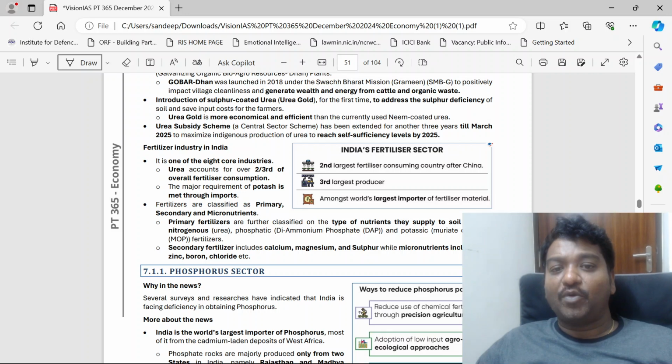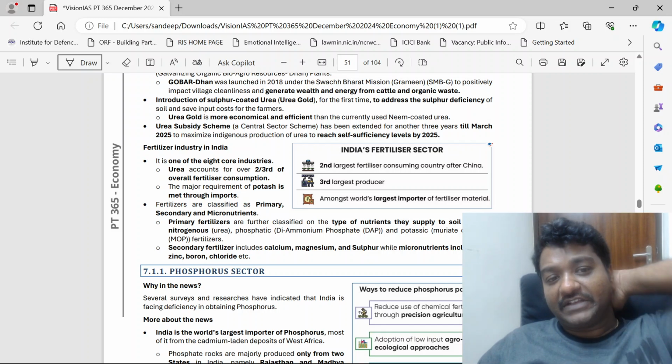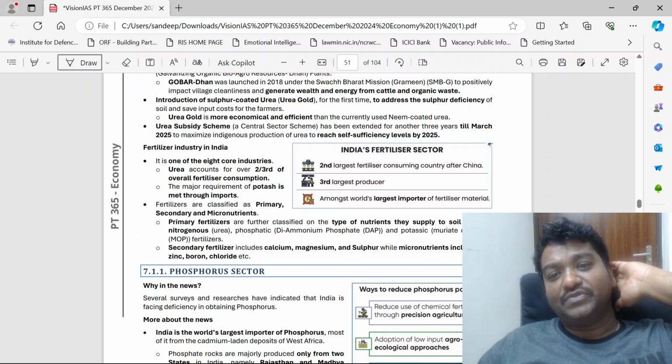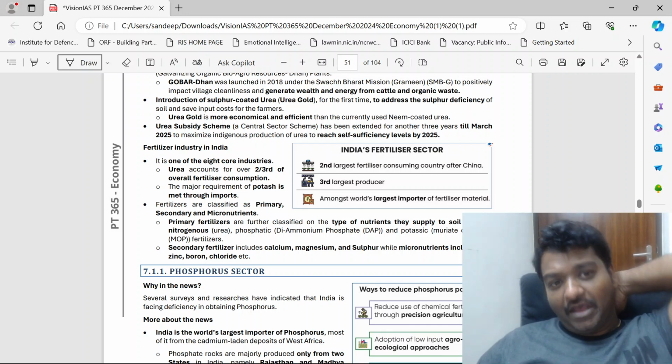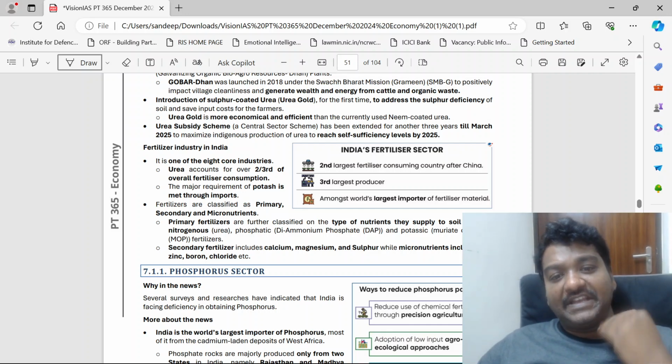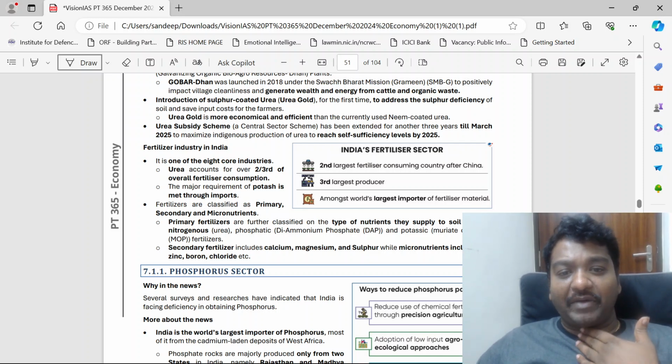Introduction of sulfur coated urea for the first time to address the sulfur deficiency of the soil and save input costs for the farmers. Okay, sulfur coated urea is also called Urea Gold. Urea Gold is more economical and efficient than the currently used neem coated urea. Okay, the urea subsidy scheme has been extended for another 3 years till March 2025.